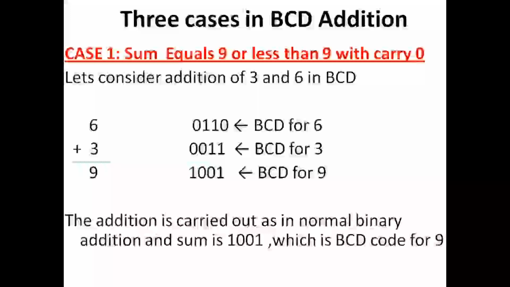Coming to a normal addition here, 6 plus 3 is equal to 9. In binary, 0110 is 6, that is BCD for 6. How are we going to represent 3? It is 0011, which is nothing but 3. That is BCD for 3.